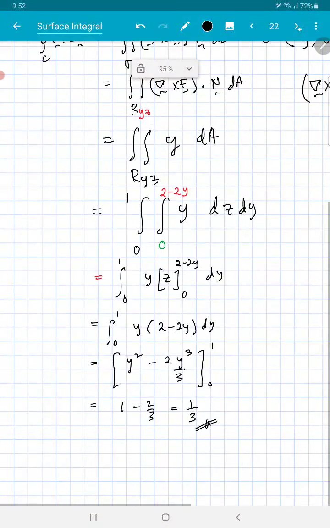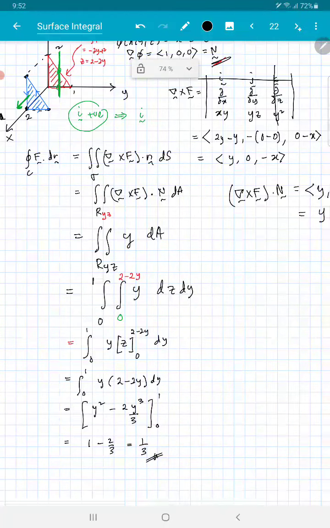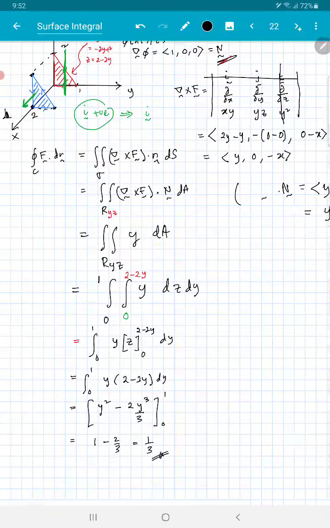Okay, so that's how you use Stokes' theorem to evaluate a line integral. So instead of evaluating the line integral, you evaluate the surface integral, and the direction of your normal vector to the open surface sigma obeys the right hand rule. So here the orientation of the closed curve is given, so you can determine which direction is your n by using the right hand rule.